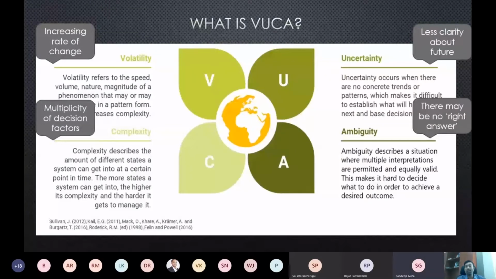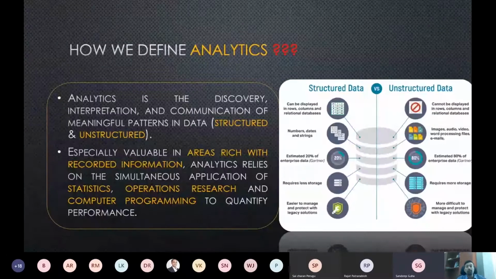So overall, we can say we would like to develop some sort of decision support system, right, which can work in this VUCA environment, in this VUCA world. So that's why it's a very important and relevant topic to discuss. So let's see how we define analytics.